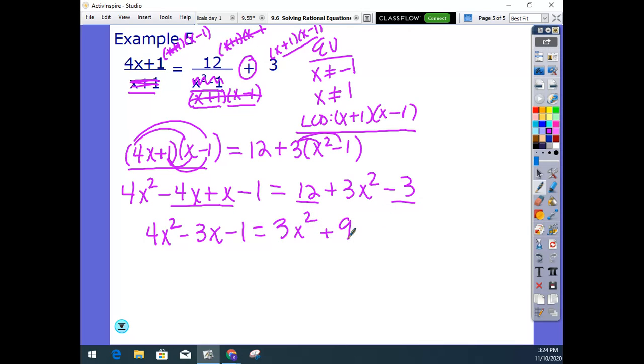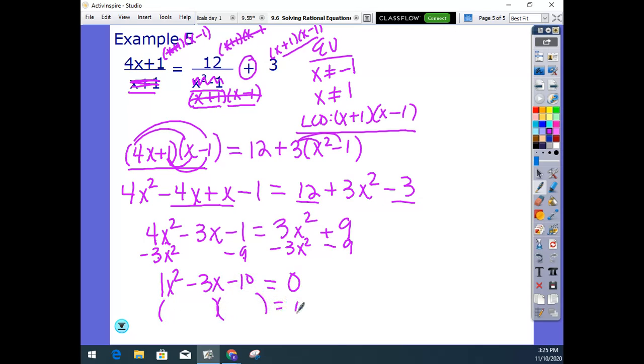Now I want to put everything on the same side as my x squared. So I'm going to subtract 3x squared from 4x squared. Let's just get rid of the 9 by subtracting 9 from both sides, because our goal is we want to have the right side equal 0 so we can factor the left side. 4 minus 3 is 1, x squared. Bring down the minus 3x, negative 1, negative 9 is negative 10.